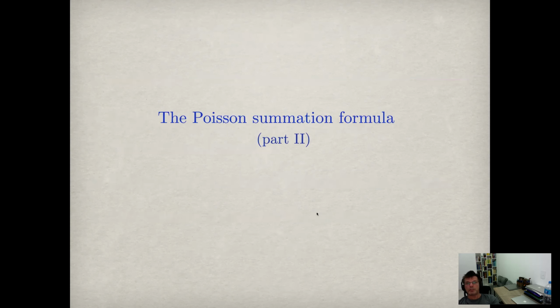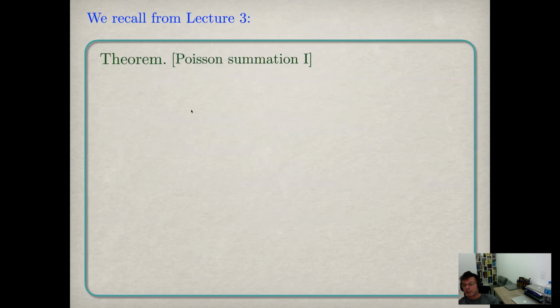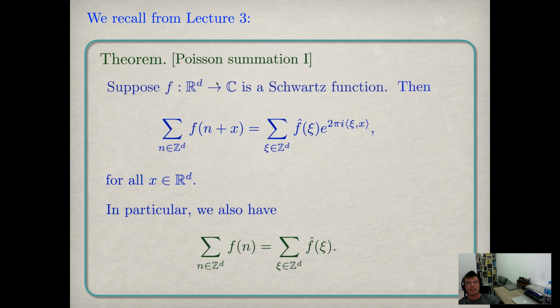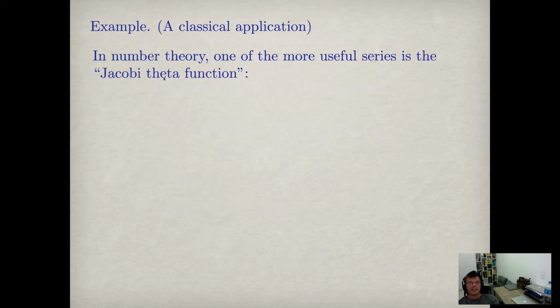First, the Poisson summation formula. Let's recall from the last lecture that we proved already this Poisson summation formula. If f is a Schwartz function, we have this Poisson summation formula. In particular, we also have the special symmetric case in the bottom here. And as we pointed out last lecture, they're equivalent. A classical application that we like to do is for the Jacobi theta function, to prove the functional equation of this theta function.